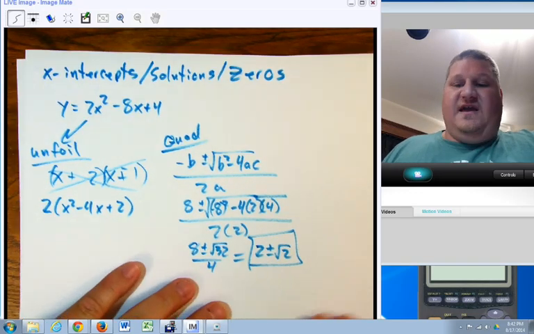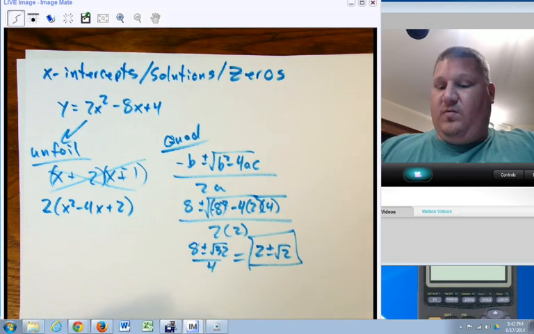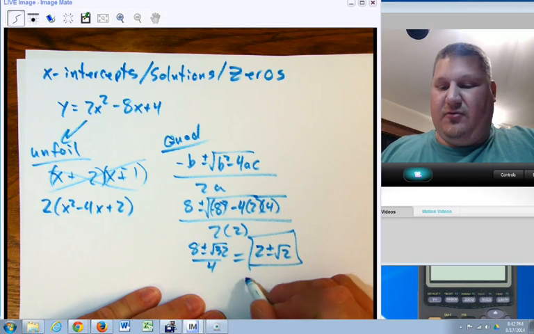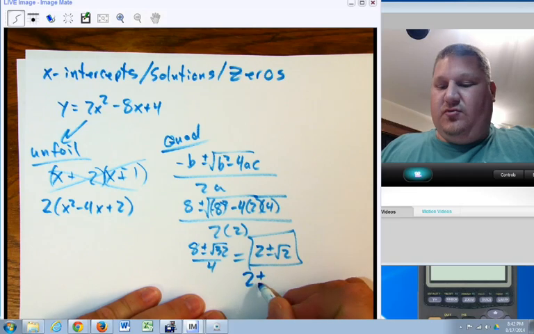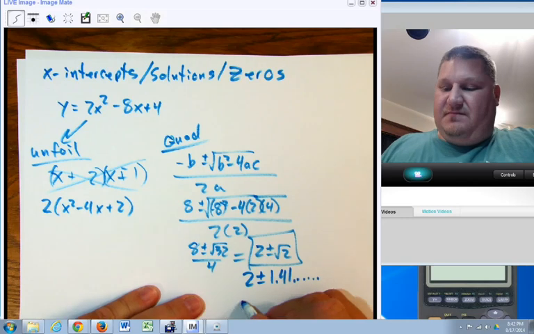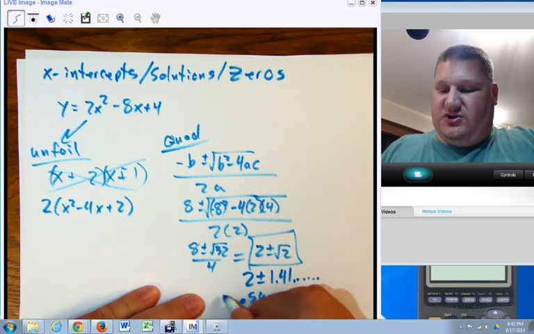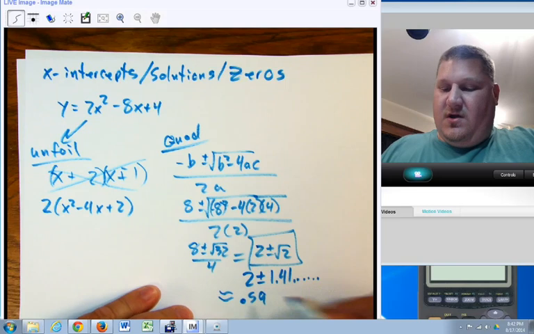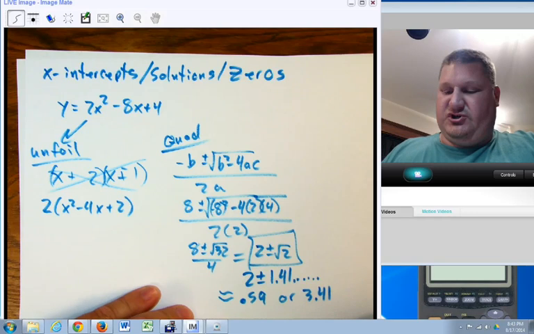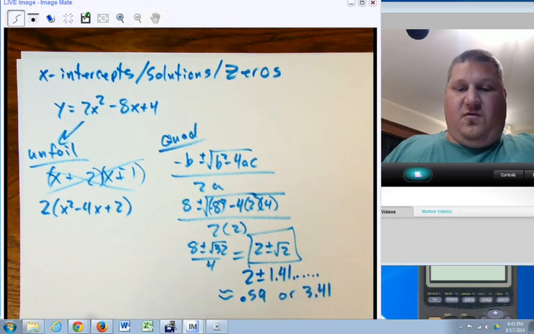Now, if we were to go graph it, we might want to give an approximation, because any decimal is nothing more than an approximation. 2 plus or minus 1.41... So it's going to be 0.59-ish, or it's going to be 3.41-ish. But again, those are very informal numbers.